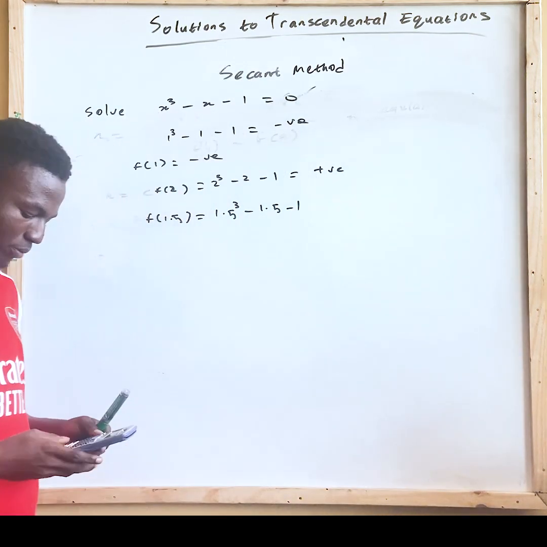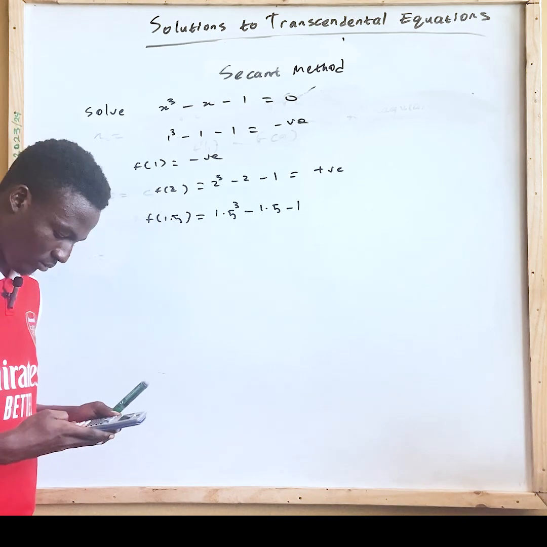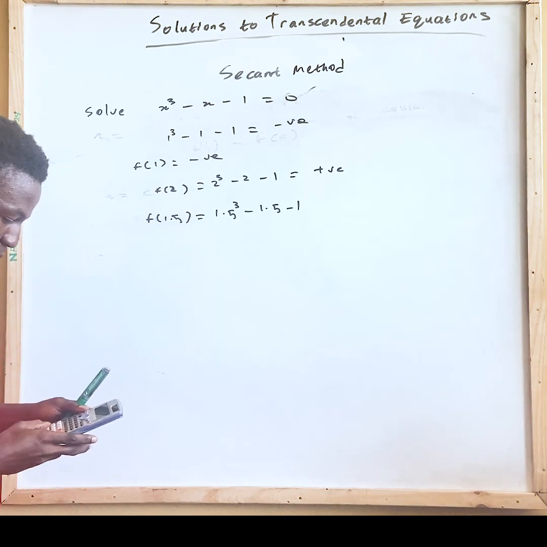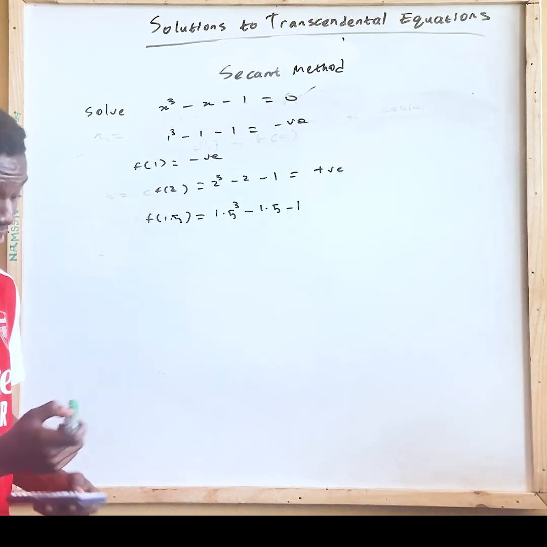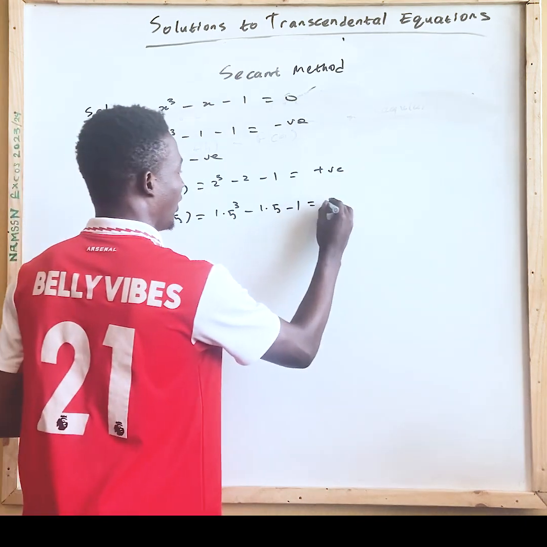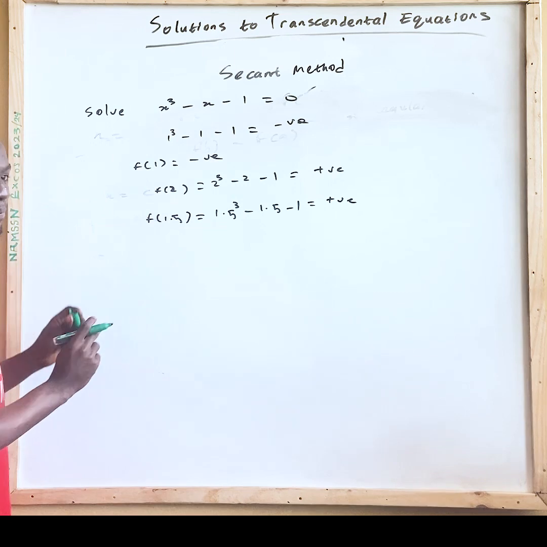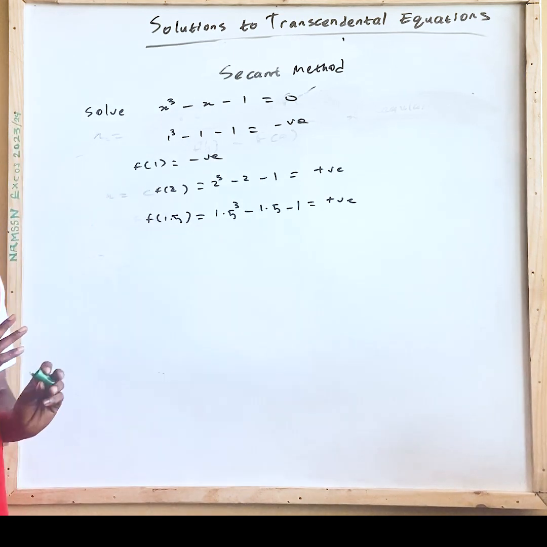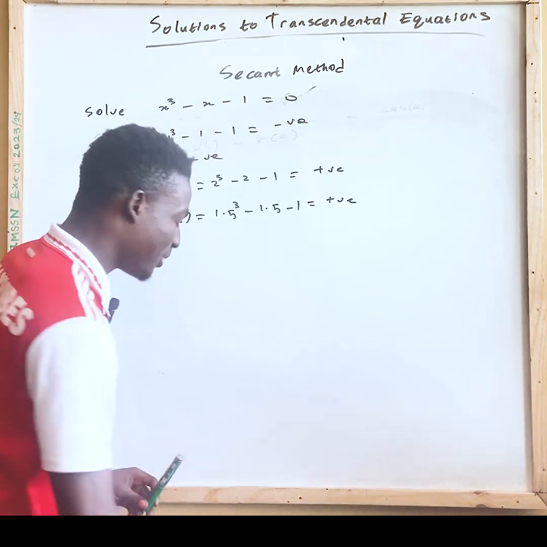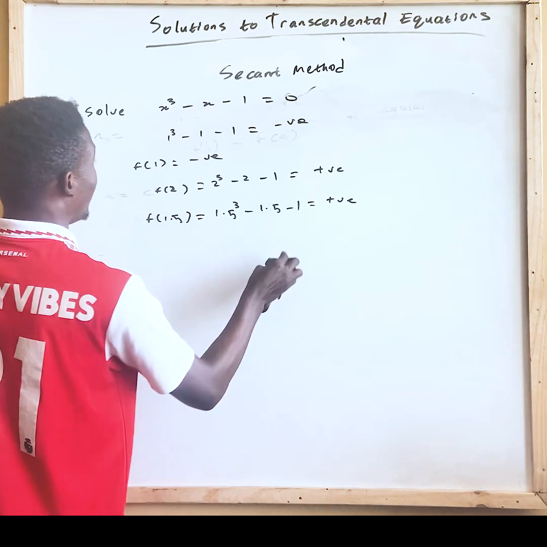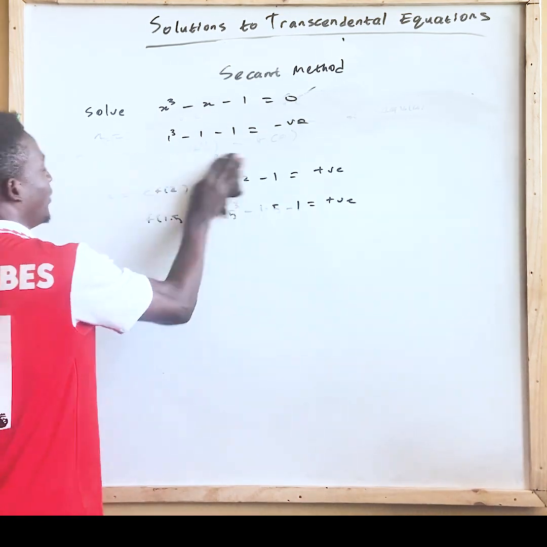Okay, so what's 1.5 cubed minus 1.5 minus 1? So it is positive. Good. Now it is positive, so I can use these two as my interval. So I believe the question of the interval is settled. Now, using these two as my interval, let me rub this off.